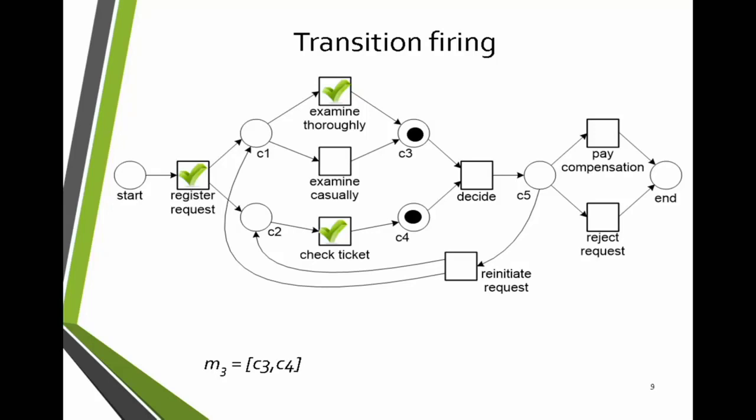All right, so we're now in this marking 3. C3 and C4 have a token. Next, we can indeed fire decide. We can execute decide. And when you execute decide, remember again, you consume a token from every input place. So it means that both C3 and C4 lose a token, or you consume both tokens. And you produce a single token. You don't produce two tokens, you produce only a single token, right?